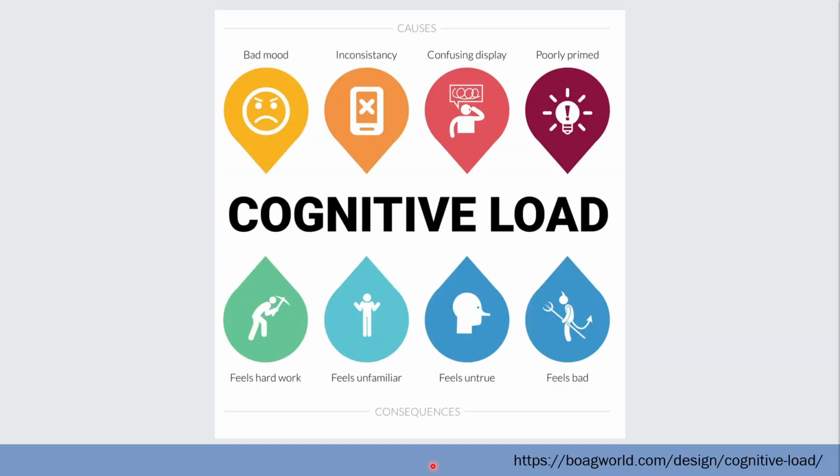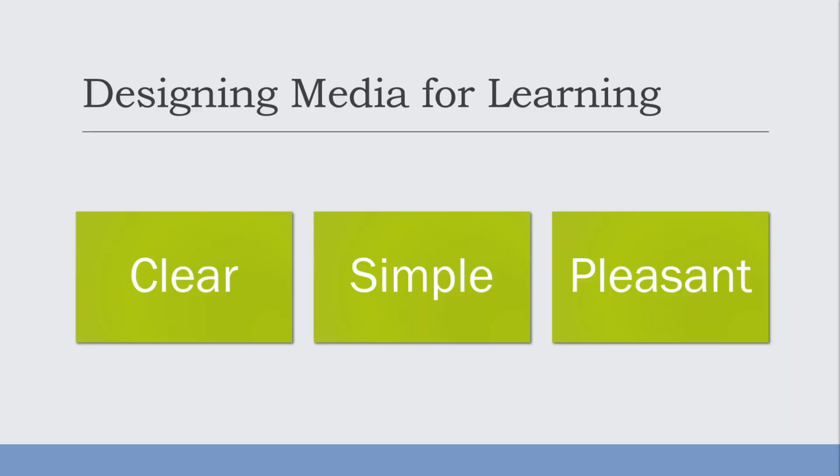Here's some other things about cognitive load. Here's some other causes outside of just the media itself. If we have a bad mood, we don't learn as well. If things are inconsistent, our brain keeps having to adjust to new fonts and new colors and things in different places. The display is confusing, or if we're just not ready for the material, or we can't quite access what we remember from before. Consequences is it feels bad is the main thing. It feels like hard work. It feels unfamiliar or untrue because our brain is having to work so hard. So this means that when we're designing media for learning, we want to make it as clear, simple, and pleasant as possible. And we'll talk more about that in a minute.